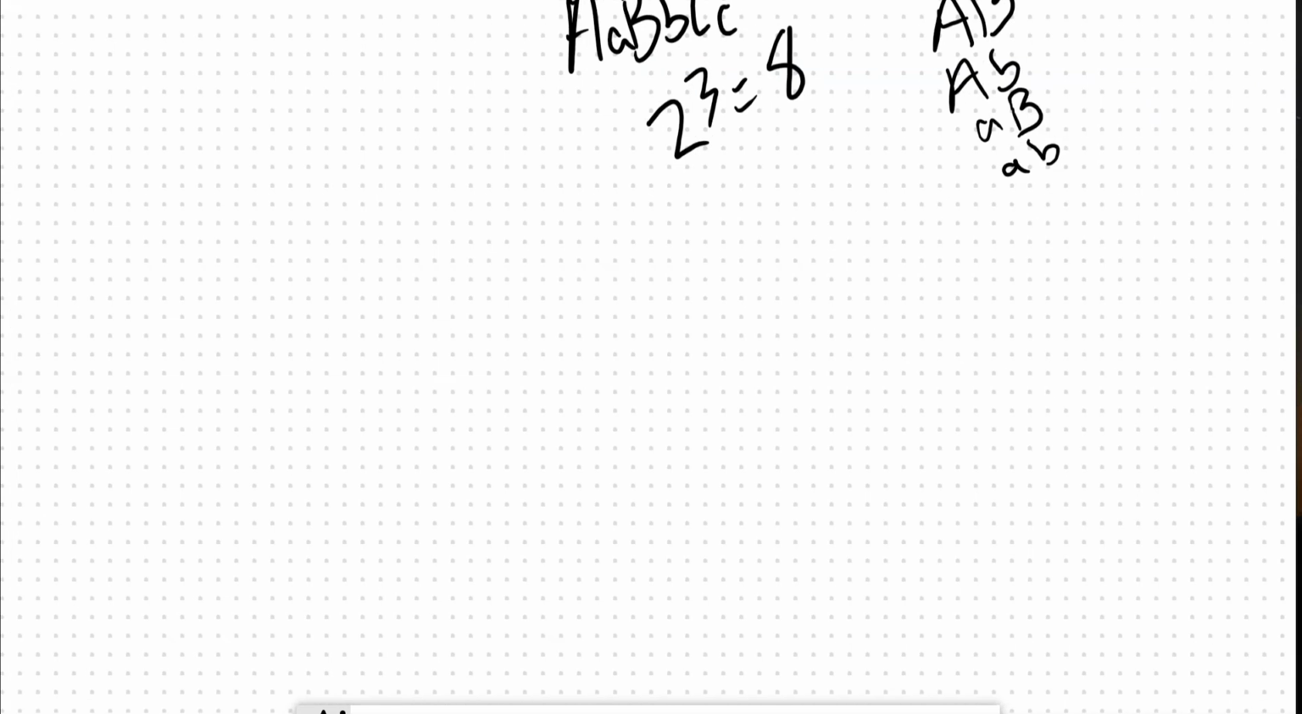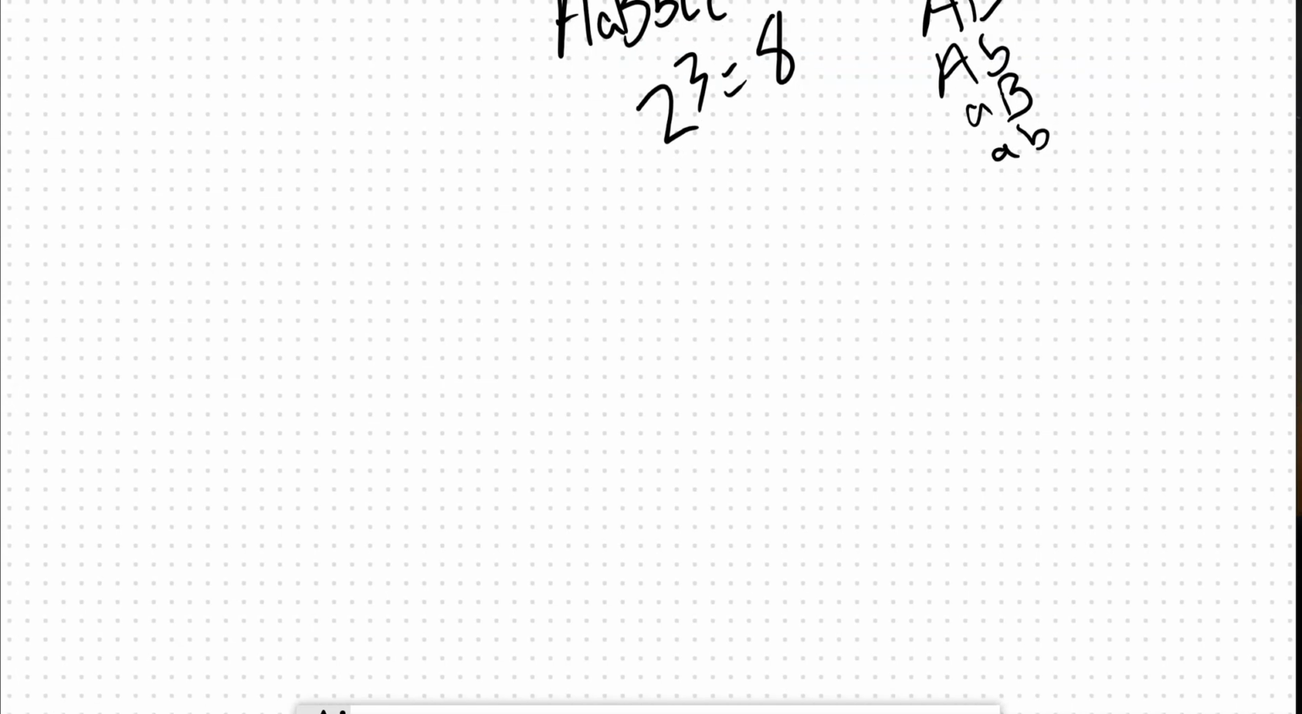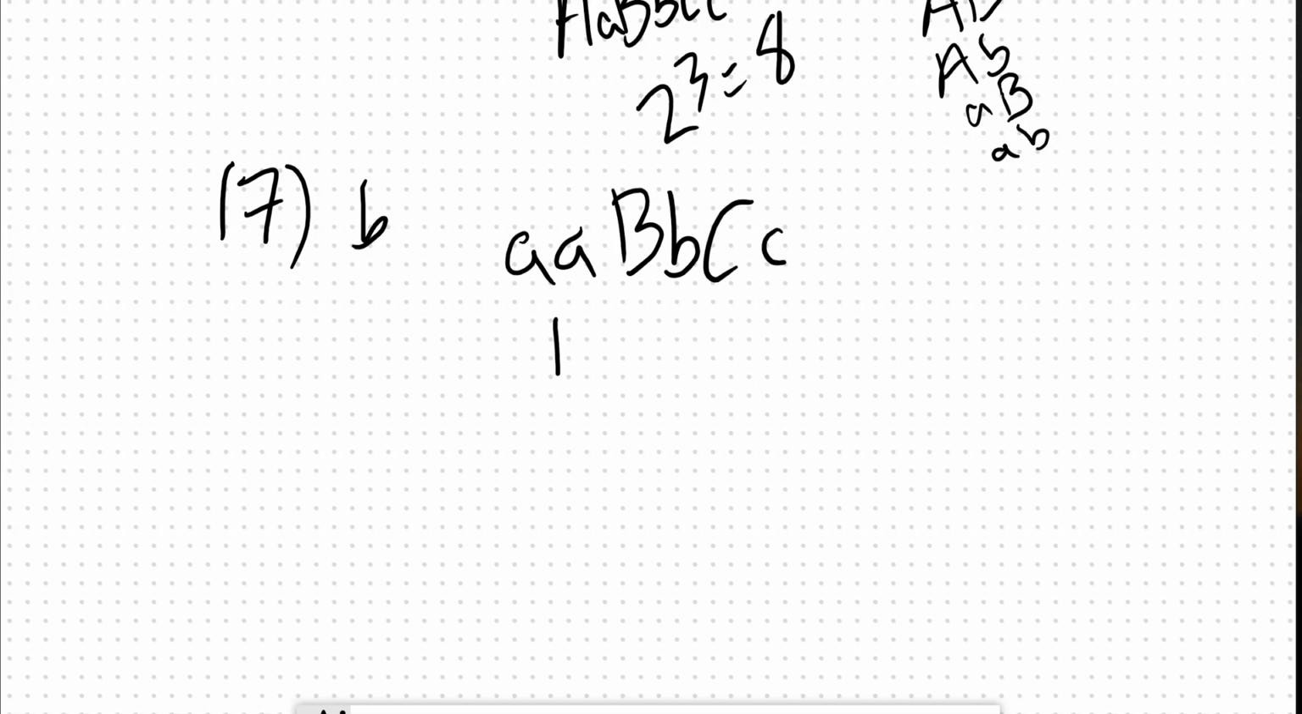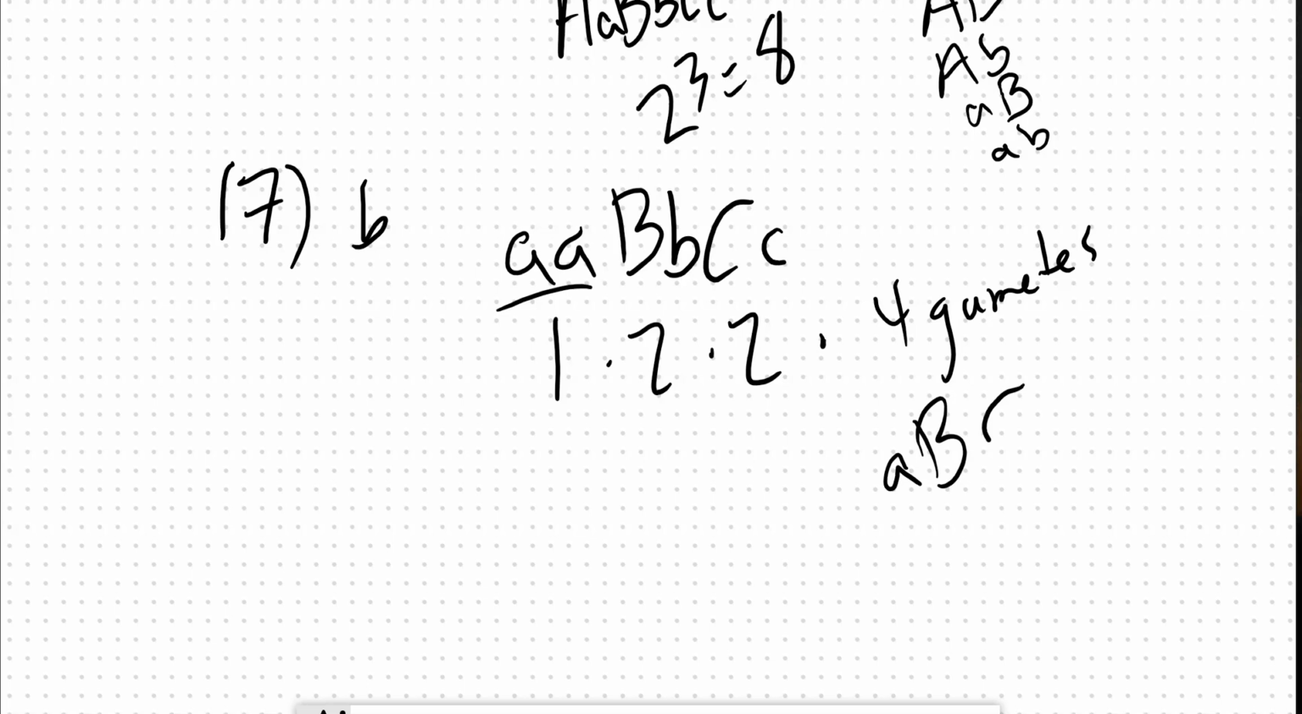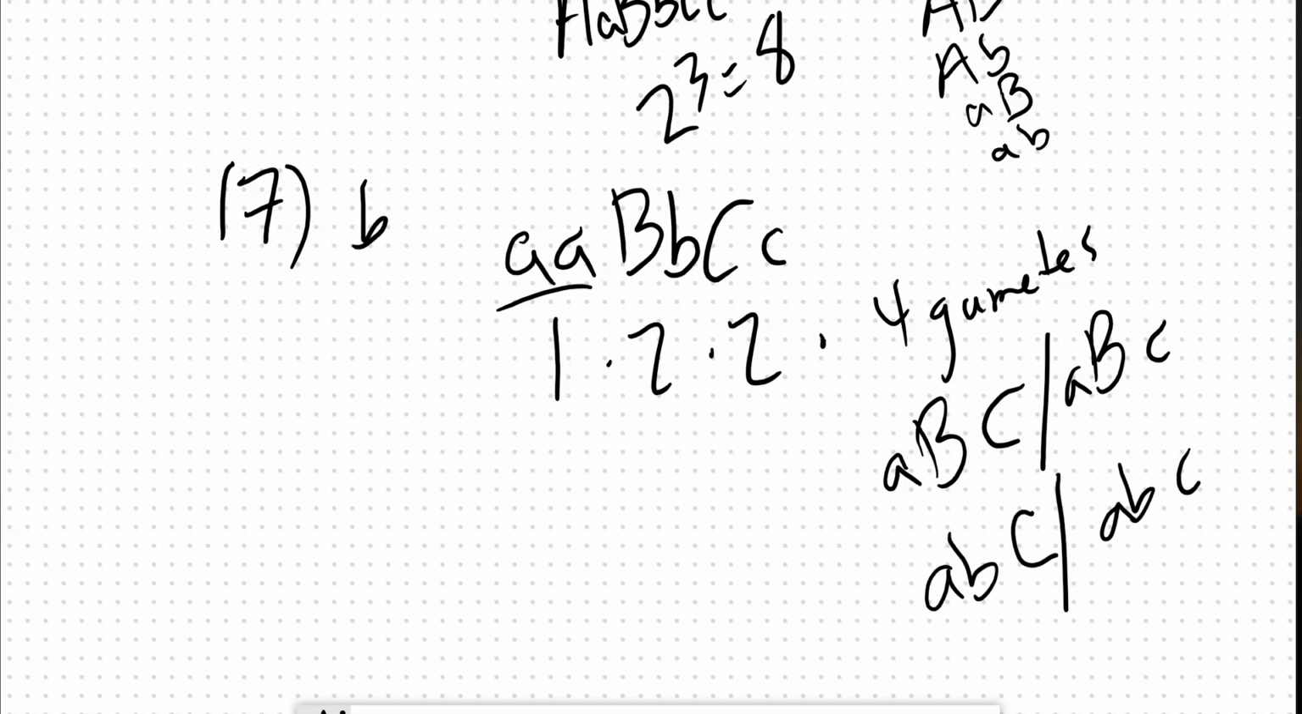So knowing that, do part B. Little a, big B. So this one is 1 outcome. This one's 2 outcomes. This one's 2 outcomes, right? And so we get 4 gametes, and those gametes would be little a, big B, big C; little a, big B, little c; little a, little b, big C; and little a, little b, little c. I'll let you guys do part C and D on your own.